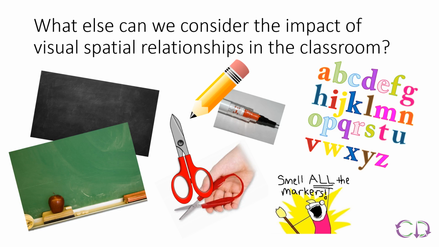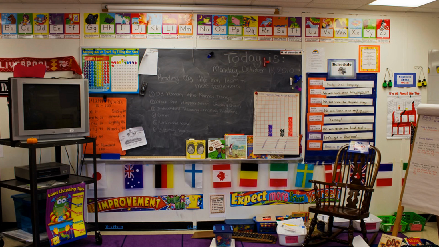So when I talk about this from a visual spatial relationships perspective, all I'm asking is, what do they see? What is it that they're noticing? Tell them, talk to them about what it is that they don't understand so that you can help them fix what they don't understand. How about this room?